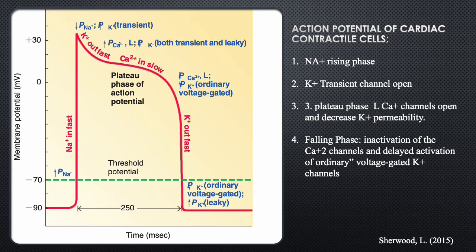The prolonged plateau phase is the result of slow calcium ion entry through the opening of long-lasting calcium channels, coupled with reduced potassium ion efflux on closure of several types of potassium channels, while the rapid falling phase is the result of potassium efflux on opening of ordinary voltage-gated potassium channels, as in other excitable cells. Resting potential is maintained by the opening of leaky potassium channels.